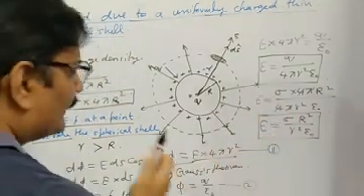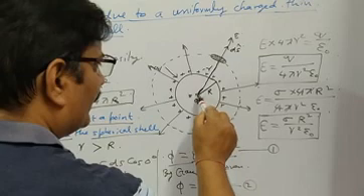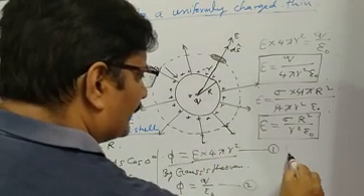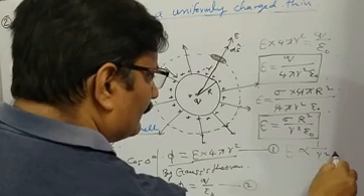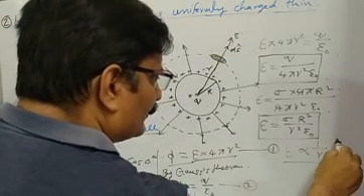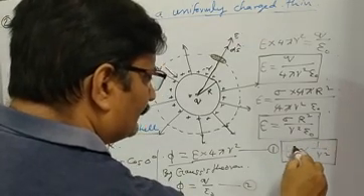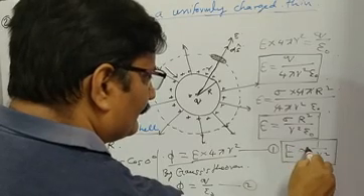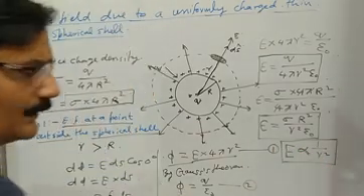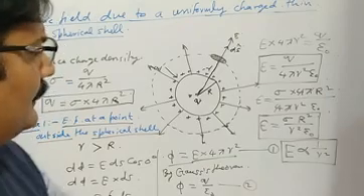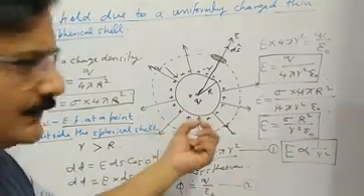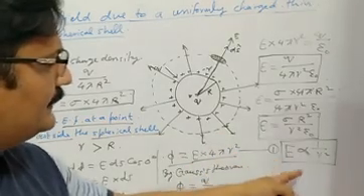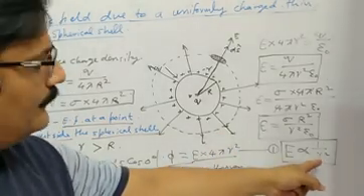From this expression you can see the electric field at a point outside the spherical shell is inversely proportional to 1 by r square. And this is the nature of the electric field due to a point charge. If there is a point charge Q present somewhere, its electric field is inversely proportional to r square.